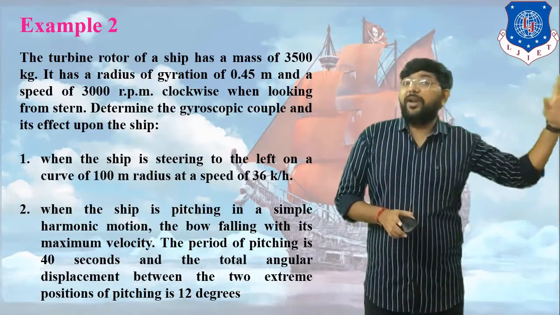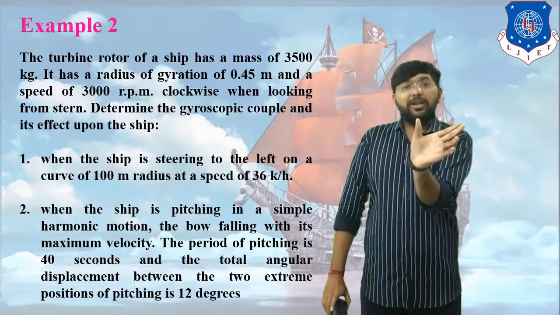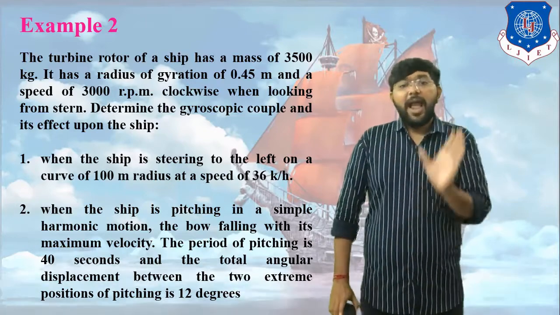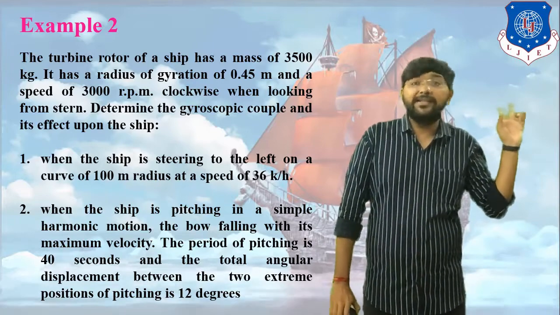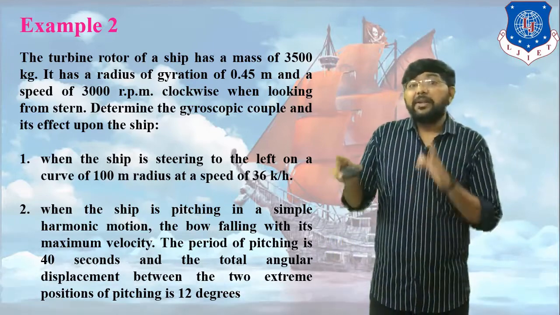And the period of pitching is 40 seconds. What is the equation of simple harmonic motion? That is 2 pi upon T. T indicates time period, so the time period is also given in this data. That is 40 seconds. And the total angular displacement between two extreme positions of pitch is 12 degree.